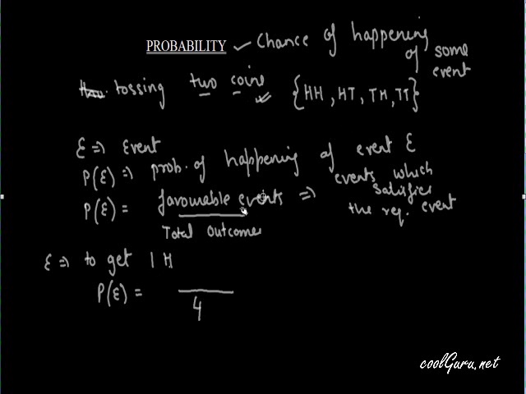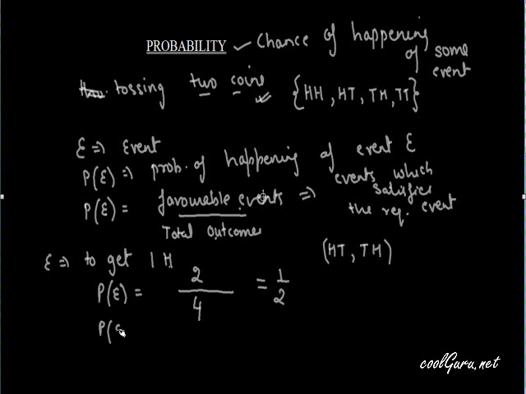And what are the favorable events? Events which satisfy the given condition, that we get one head. Automatically if one head, then the other coin will show tail. So these two events HT and TH satisfy the required condition for our event E. So two are favorable events, total are 4. So the probability will be 2 divided by 4, which is equal to 1 by 2. So P(E), the probability of happening of any event, is favorable events upon total outcomes.